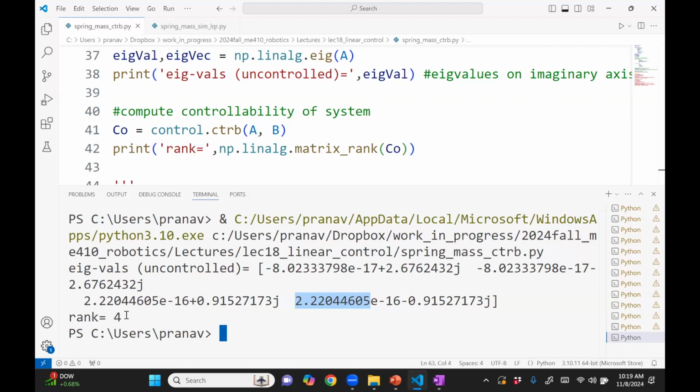Again, if you look at the rank of the controllability matrix, it says 4, and the state space is 4, which means that the system is controllable. That is, you can get the system from any point x equals x0 to any other point x equals x of t in finite time. Okay, so we'll go to the control part next.